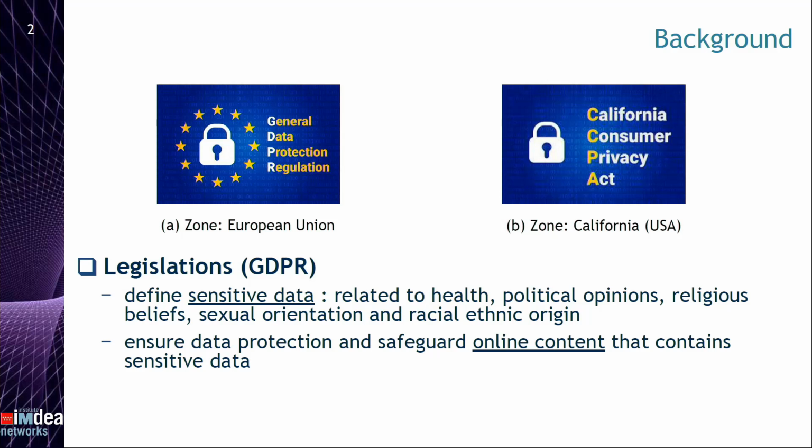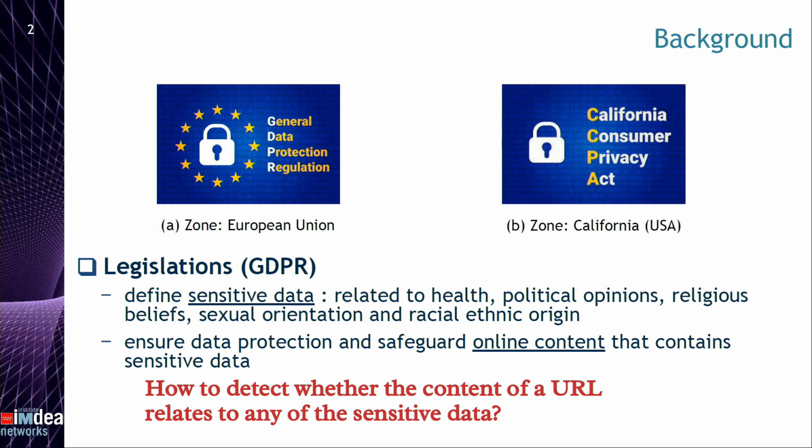In recent years, new legislation defining new standards for data protection and privacy has been established. The European General Data Protection Regulation and the California Consumer Privacy Act are two of the most notable examples, which define sensitive data related to health, political opinions, religious belief, sexual orientation, and racial or ethnic origin. These laws ensure data protection and safeguard online content that contains sensitive data.